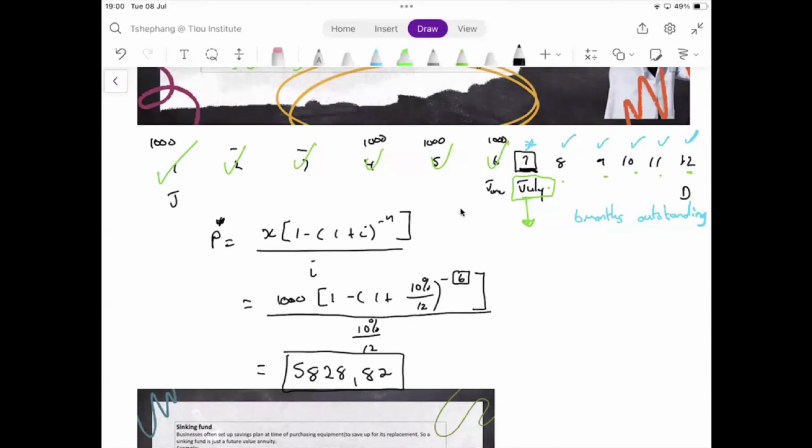This is how much you can pay them to settle the loan. If you pay them this amount of money, then you're done. Otherwise, if you don't pay them and you stick to the 1,000 rands, you're going to end up paying them 6,000 rands. But now you've saved 160 something or 171 rands.